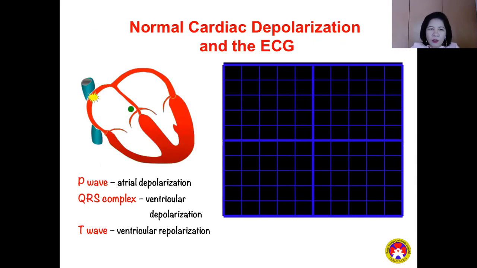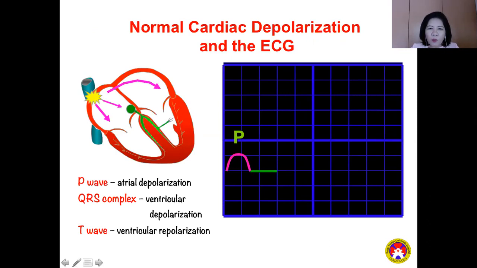We know that the SA node is the primary pacemaker cell, and it is found between the right atrium and the superior vena cava. Once it depolarizes, it will depolarize first the atria, producing the P wave in our ECG. After which, the wave of depolarization will be received by the AV node, where it will stay for some time, producing the PR segment.